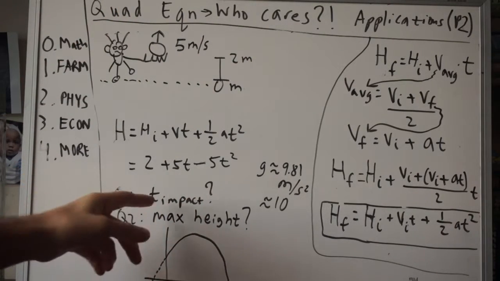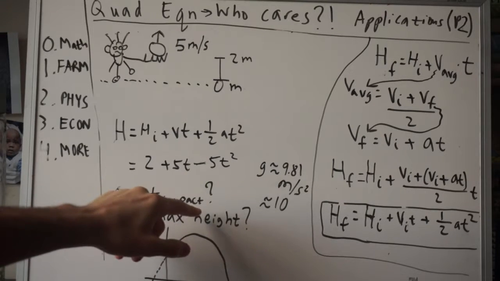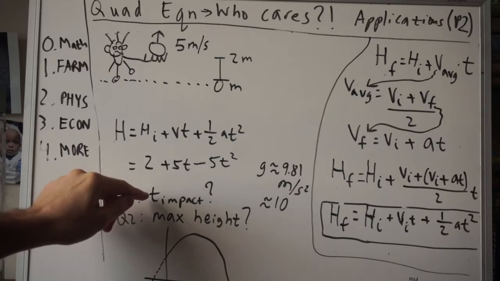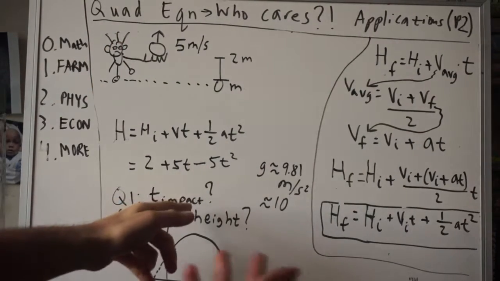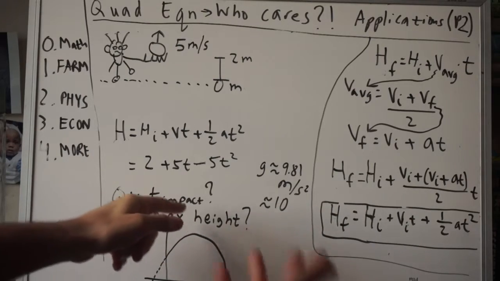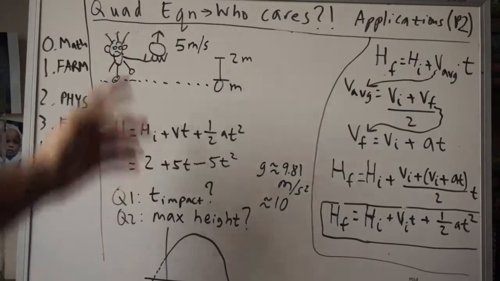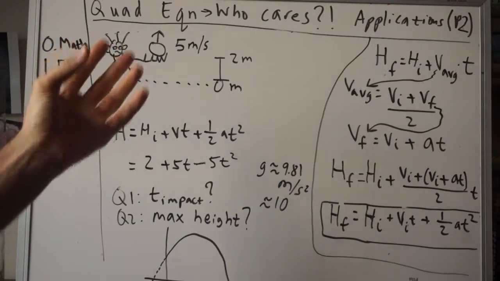And we want to know two questions. This is not timpact, but T of impact. So that's a subscript, which is like an index. So the question is, at what time will this ball hit the ground? That's what this question is asking in really obscure terms. Okay, when will this ball hit the ground? And you might be wondering, how high will this ball reach if he throws it at 5 meters per second?